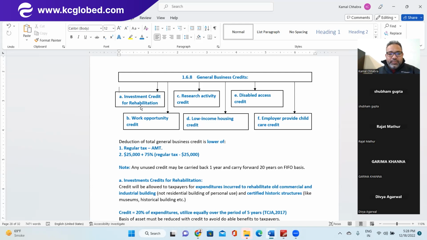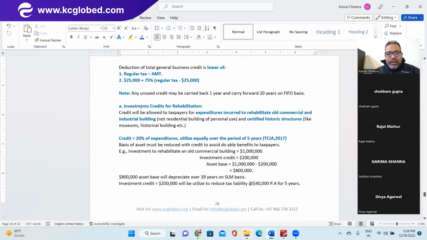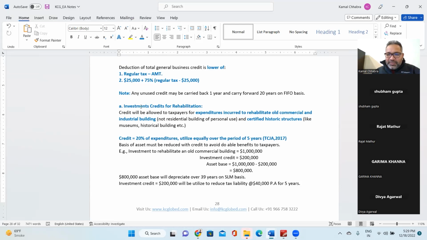Okay. So now any unused credit may be carried back for a period of 1 year and carried forward for 20 years. Carry forward, we all know: if today my tax liability is less compared to the tax credit, whatever is the difference, I can carry forward to the next year and reduce future tax liability by that amount up to 20 years. Carry back means in the previous year, if you had gain and paid taxes, you can claim the refund for that.